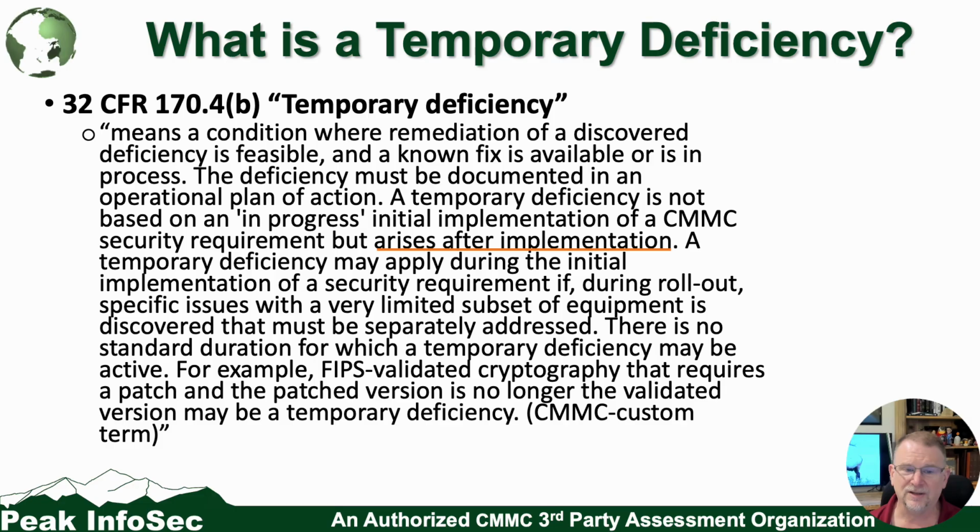First and foremost, a temporary deficiency must arise after implementation. So if this is something that you don't have and it's not there, you can't claim it. But since we were already certified 3 years ago and we were qualified at that point in time for using FIPS, we've had deficiencies and vulnerabilities that have now popped up that we've had to address. As a result, there are 4 things in here that you have to understand as conditions in a temporary deficiency. First, your deficiency's remediation must be feasible.